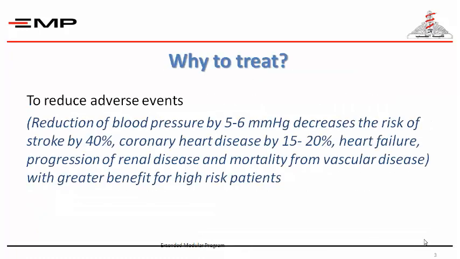Why should we treat hypertension? Because we want to reduce the adverse events. It is proved that reduction of blood pressure by 5 to 6 millimeter mercury decreases the risk of stroke by 40%, the coronary heart disease by 15 to 20%, the heart failure, progression of renal disease, and mortality from vascular diseases. So, the treatment has great benefit for high-risk patients.